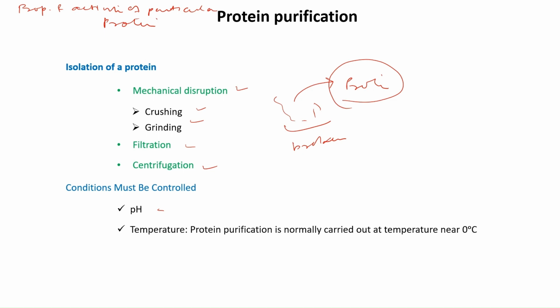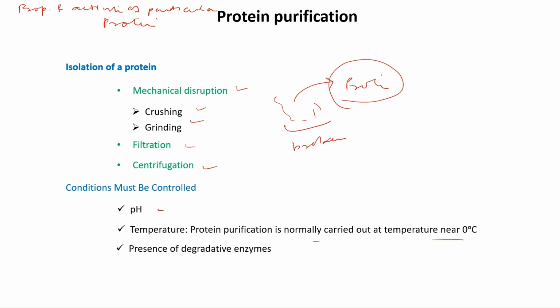Next is temperature. Every protein has its optimum range of temperature for its function. Therefore, we should maintain the temperature so that the stability or the structure of the protein can be maintained. Mostly, protein purification is carried out near 0 degrees centigrade. Proteins get denatured at low temperature also and at high temperature, but high temperatures are more disruptive compared to low temperature. So we carry out the protein purification at nearly 0 degrees centigrade.